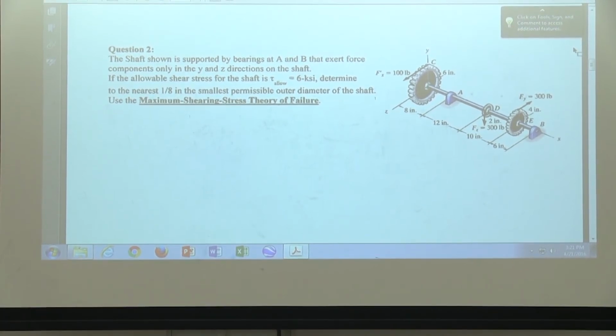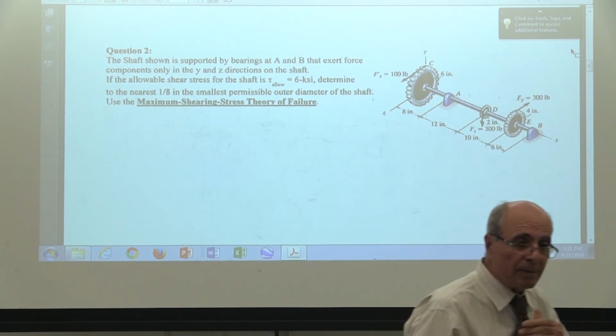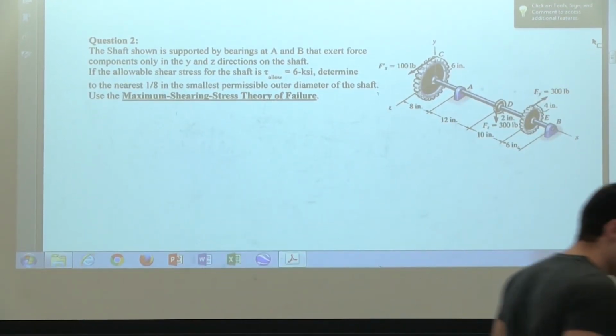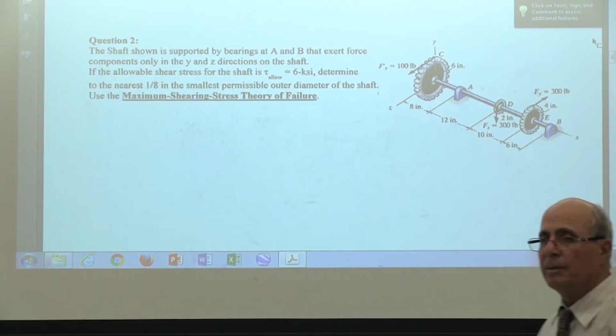Actually, it's very simple. The only thing you have to use is J over C. No, that's the equation. That equation will be given to you. You don't have to remember the equation. You have to decide which M to use. It requires a torque diagram and 2 bending diagrams, 1 for Mz and 1 for My.